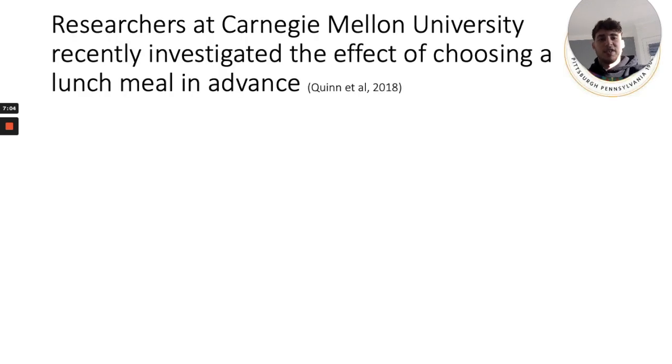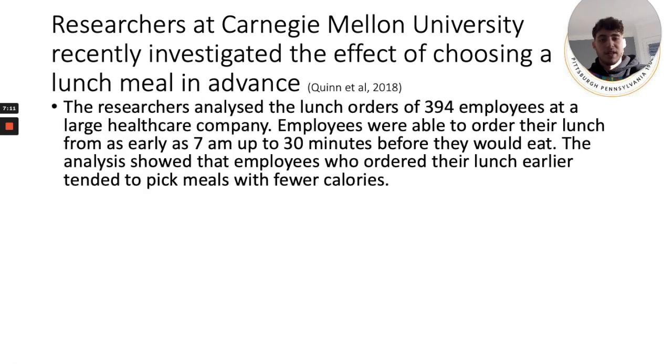So researchers at Carnegie Mellon University conducted a really interesting experiment, which was about choosing a lunch meal in advance. They asked people to order lunch prior to lunch, as early as 7 a.m., and they found that people who chose their lunch earlier tended to pick meals with fewer calories. What we can infer from this is that they're choosing in their colder state, they're making a colder state decision and making it more rational, taking more things into account. For example, that healthier food is better for you.